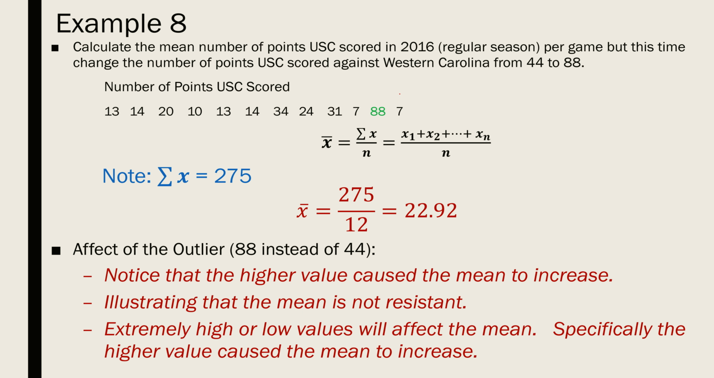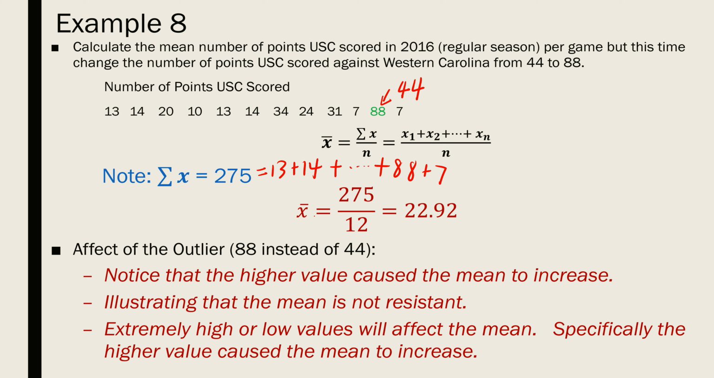In this example, we will change the number 44 to 88. So this number here was 44. Now we change it to 88. The sample mean is still calculated as sigma x divided by n. Sigma x is 275. It is calculated as 13 plus 14 plus everything else plus 88 plus 7. You can verify this calculation by yourself. N here is still the number of data, or number of observations.